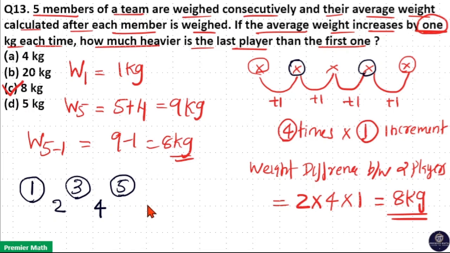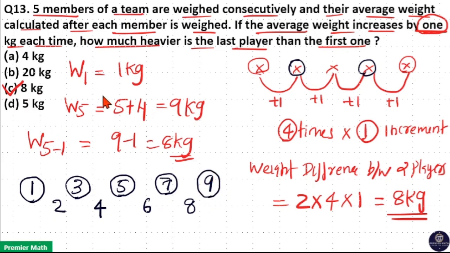Again average increases by 1 means 5 plus 1 is 6. 6 is the new average. So 6 into 2, 12. 12 minus 5 is 7. So weight of the fourth person is 7 kilogram. Now again average increases by 1 means 7 plus 1, 8. 8 is the new average. 8 into 2, 16. 16 minus 7 is 9 kilogram. So weight of the fifth person is 9 kilogram.